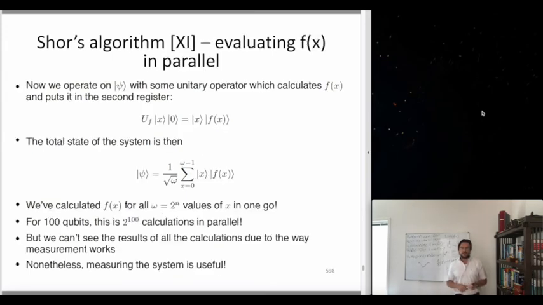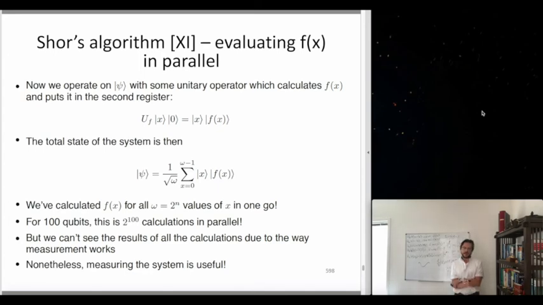Now, that state, let's call it psi again, we operate on it with some unitary operator, calculating f of x and putting that into the second register. So f of x, you remember, is our period finding. So we add that to the second register. So our first one is still in that state after application of the Fourier transform, and the second one is now in the state f of x. And the total state of the system is now the second equation that you can see here. So again, first one in the state x after application of the Fourier transform, and second one after application of our unitary, the f of x transformation, is in the state f of x.